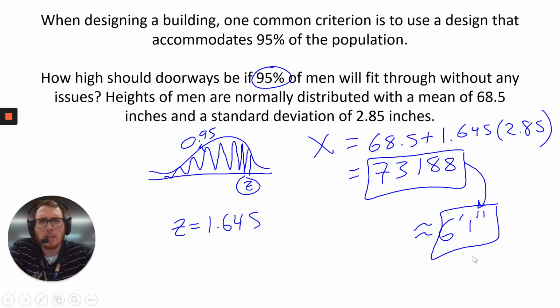Notice this is working backwards. So I'm giving you the probability. You find z on the edge of the table based on the numbers in the middle of the table, and work backwards to find my x term.